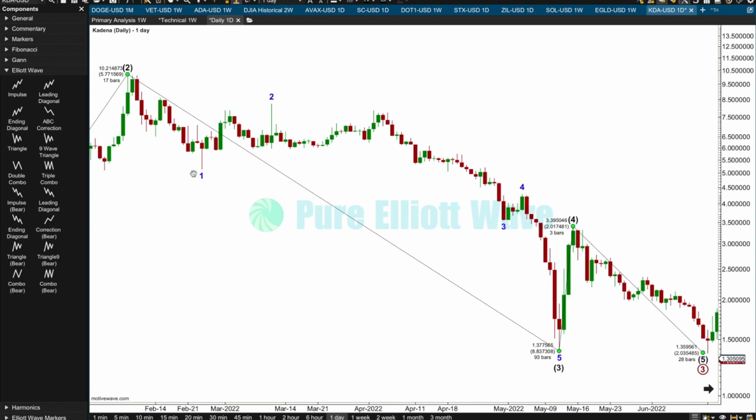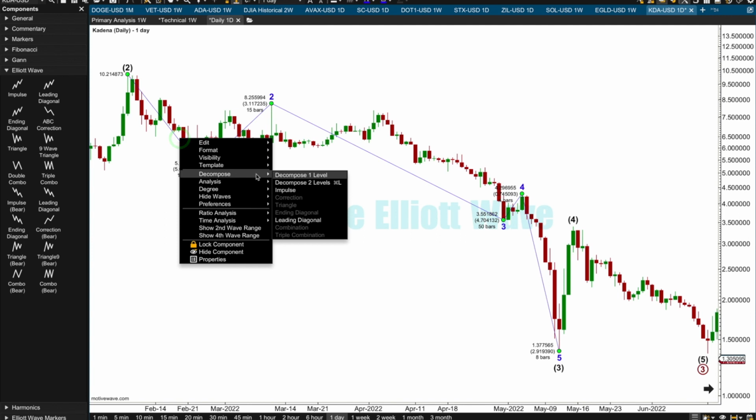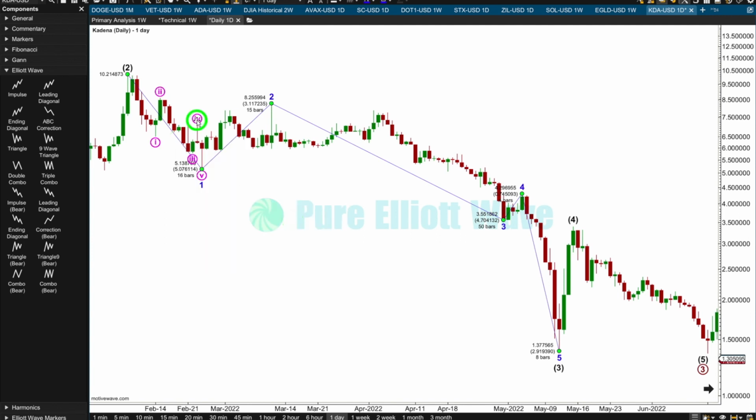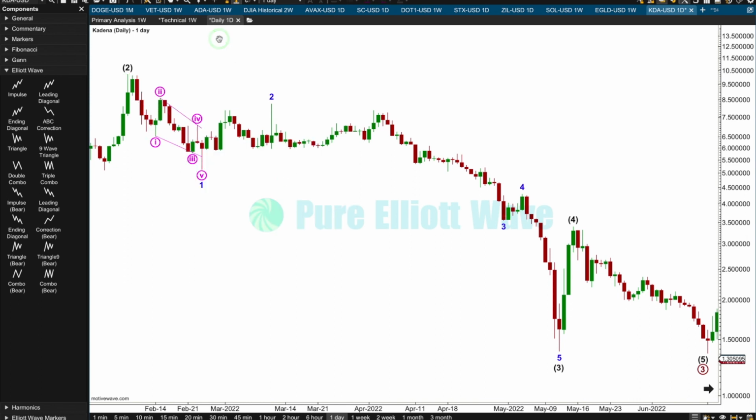Is 1 a leading diagonal? Checking the wavelengths. 3 is shorter than 1, 5 is shorter than 3, and 4 is shorter than 2. Do the trend lines converge? They must for a contracting diagonal. Yes, they do, and there's an overshoot for the 5th wave. That looks really good. Okay, let's have a look at the 3rd wave.